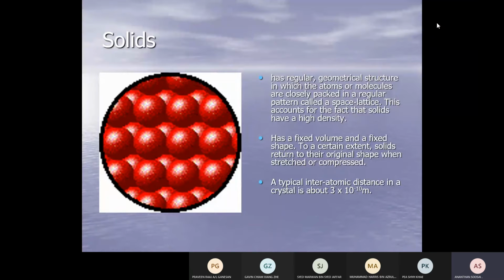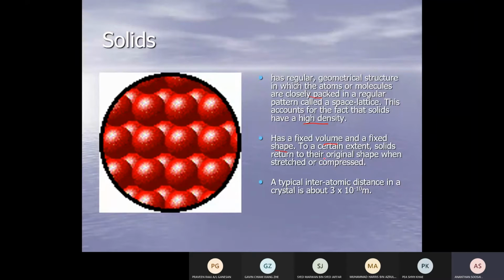So first we go for solid. Solid, this is how it's going to look like. Imagination. They have a regular geometrical structure. The atoms or molecules are, of course, closely packed. So therefore, they have a high density. They are very closely packed. Of course, they have a fixed volume and fixed shape, and return to original length after the force is removed normally.